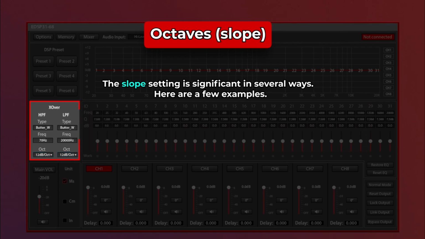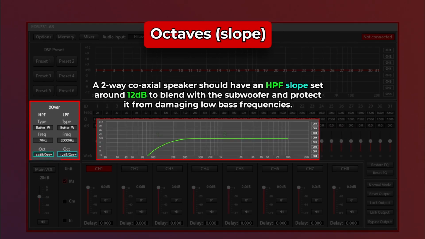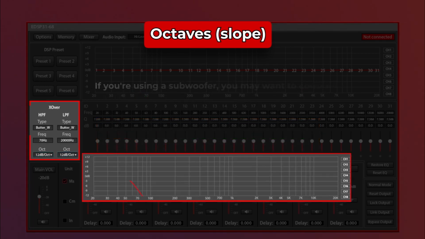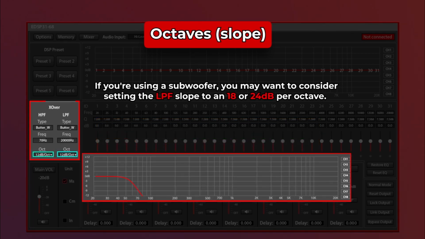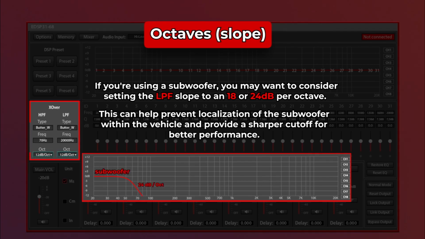Here are a few examples. A two-way coaxial speaker should have an HPF slope set around 12 dB to blend with the subwoofer and protect it from damaging low bass frequencies. If you're using a subwoofer, you may want to consider setting the LPF slope to an 18 or 24 dB per octave. This can help prevent localization of the subwoofer within the vehicle and provide a sharper cutoff for better performance.